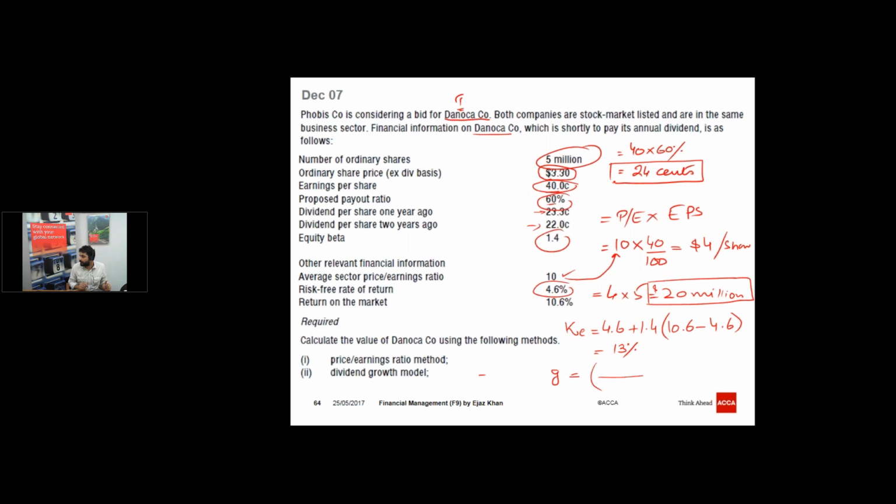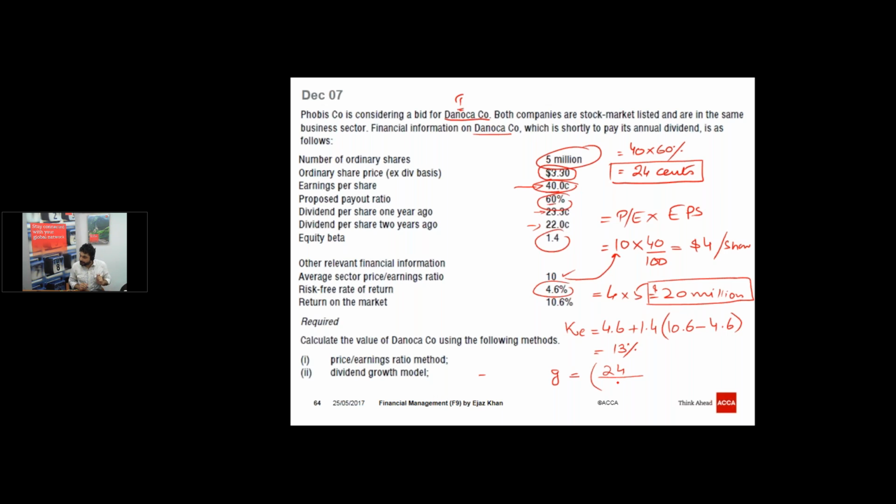I hope everybody has got this. The payout ratio for the current year is 60%. The earning per share is 40. That is, the company has earned 40 cents per share, of which 60% will be paid as dividends. So 60% of 40 is 24 cents. So the current dividend, the latest dividend will be 24 cents. So we have to write 24 cents in the numerator.